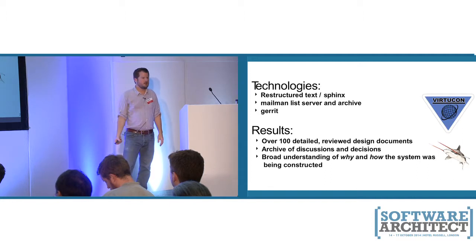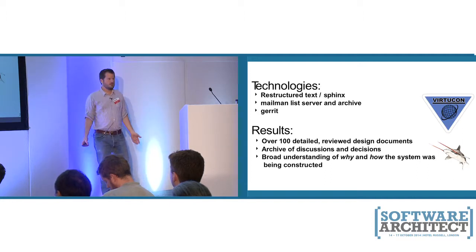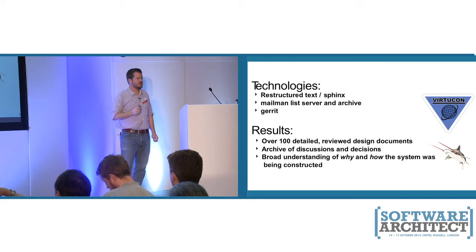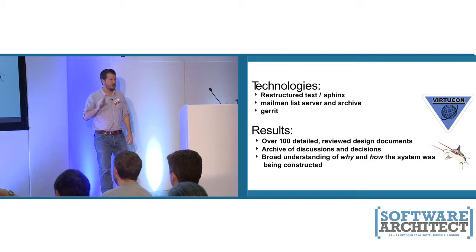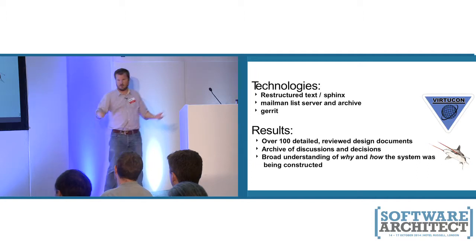But this last bullet is the most important, I think: a broad understanding of why and how the system was being constructed. Everybody on the development teams that was involved with things designed using this ODP-style system had equal understanding, or at least equal access to the information about how something was working. It wasn't locked up in any particular person's head. It made our bus factor massive. And bus factor is, you know, how many people have to be run over by a bus before you can't continue development.